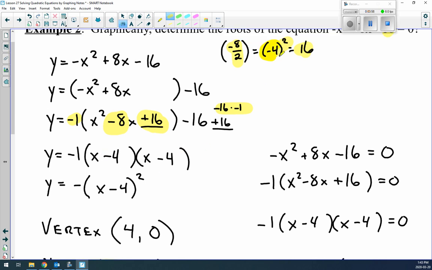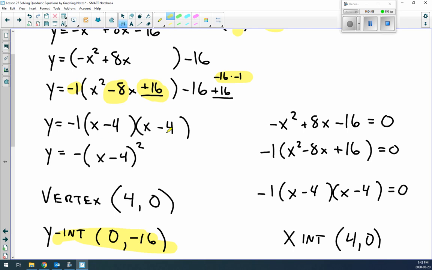Where did we get that from? Oh, look, there it is right there at the top, the x minus 4. And then negative 16 plus 16, well, that's 0. So they cancel out. So if you see, we're left with a negative out the front there because the parabola opens down, and it's x minus 4 squared.